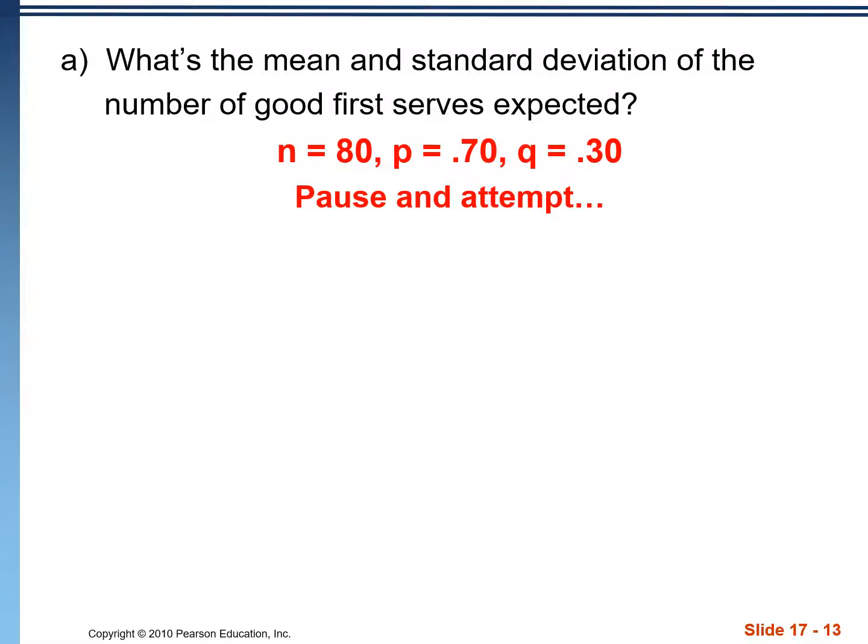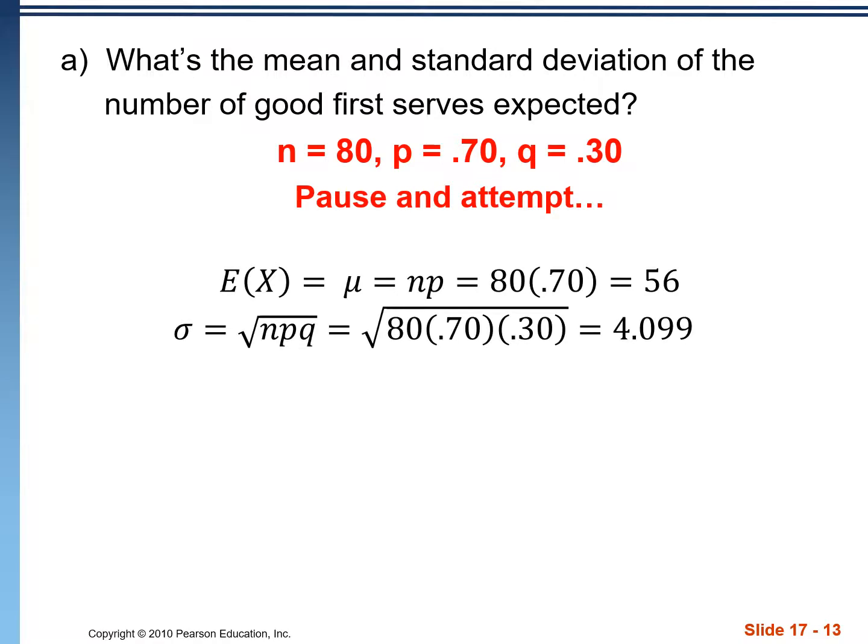So what's the mean and standard deviation for the number of good serves expected? Do you want to go ahead and pause and attempt? Mean is going to be n times p. 80 times 0.7 would give us a mean of 56 serves. Standard deviation is the square root of npq. Standard deviation is 4.099, or moving forward, we'll call that 4.1.